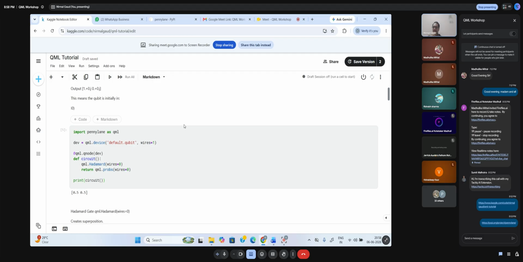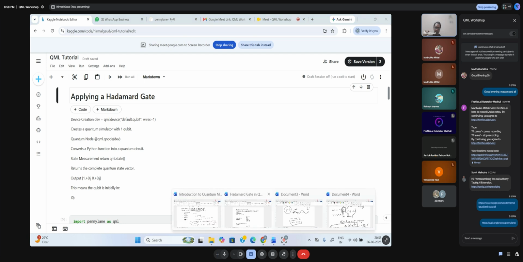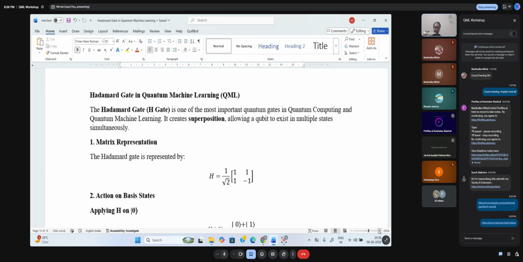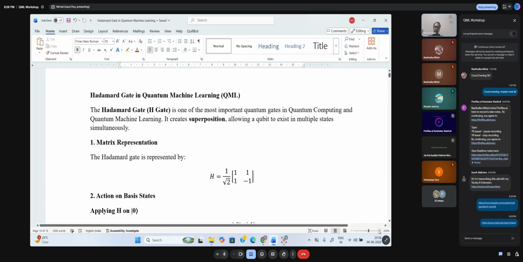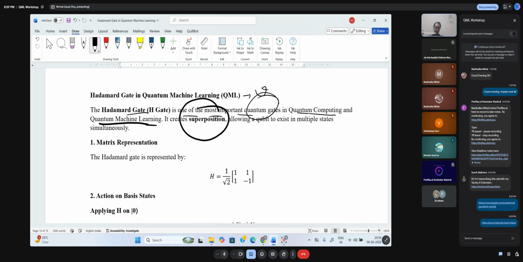So what is this Hadamard gate? Let me explain some concepts of Hadamard. It is a Hadamard gate or a rotation gate. There could be different gates, which we call U or unitary circuits. The Hadamard gate is one of the most important quantum gates in quantum computing and quantum machine learning. It creates superposition, allowing a qubit to exist in multiple states. If we want a qubit to exist in multiple states, we need to pass it through a certain gate. Then only will it follow superposition.